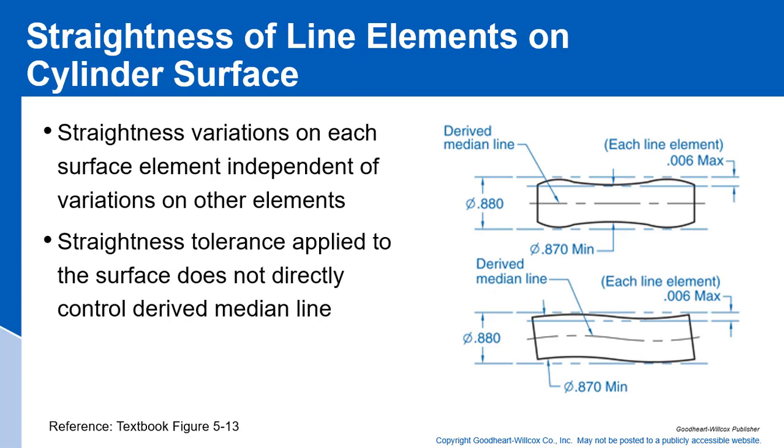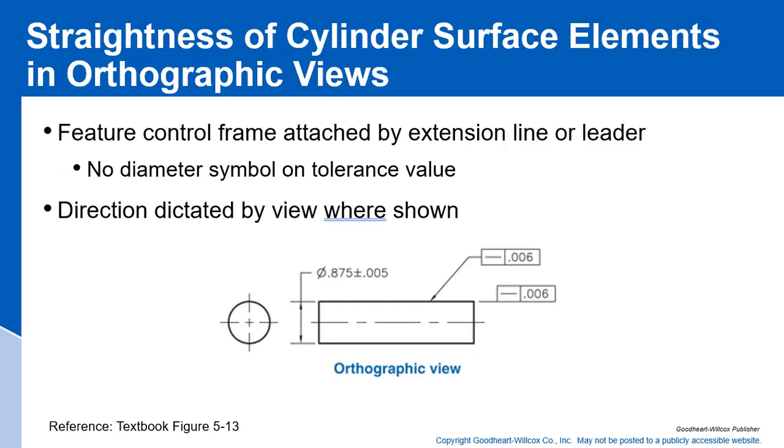Okay, so what does that mean? Straightness of line elements on a cylindrical surface. What does that mean? Here we have our perfect form boundary of 880. We have our min dimension here of 870. We have a derived median line based on that, and then each line element is 6 thousandths max. Okay, so that's what this tolerance means.